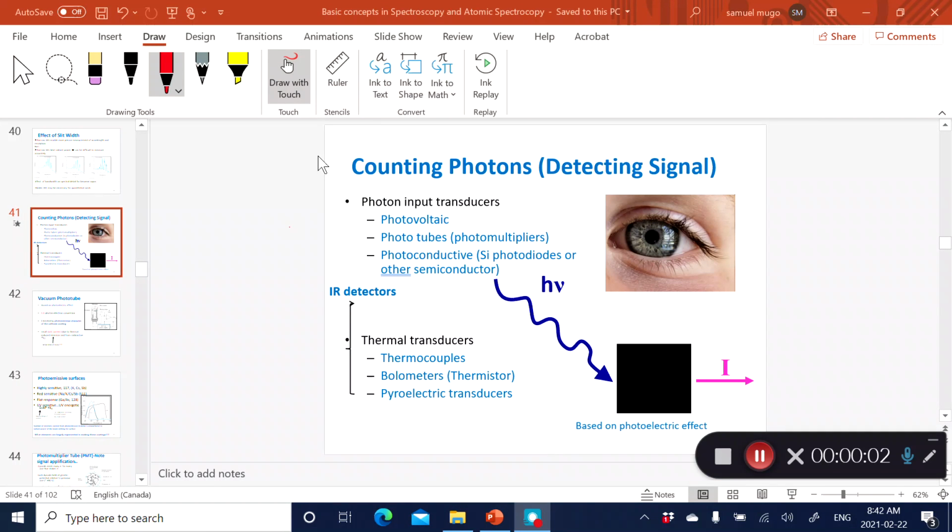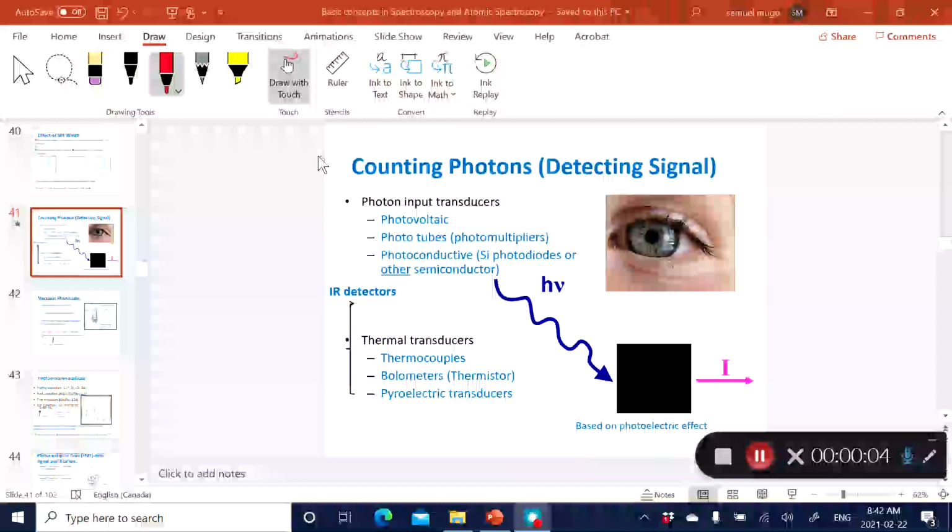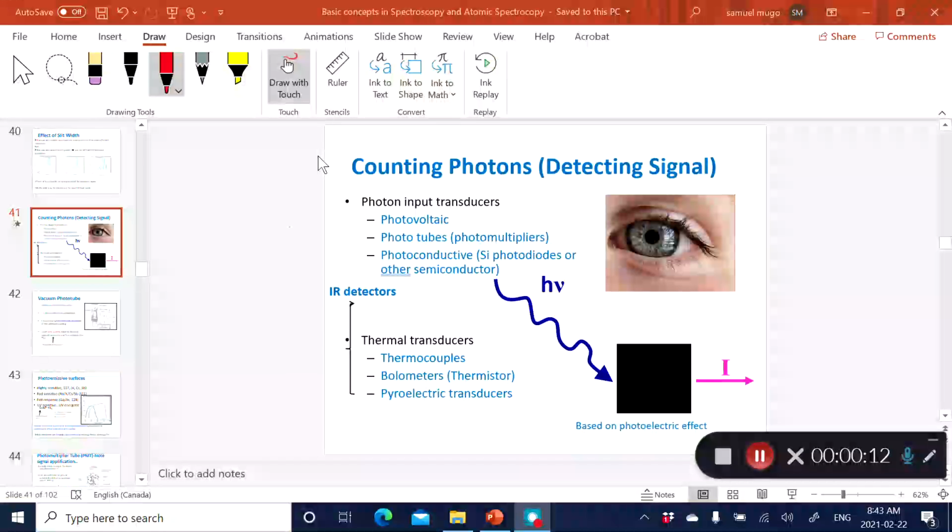I hope you all had a good week and we are rested coming back. We're going to continue talking about some of the components in spectroscopy.